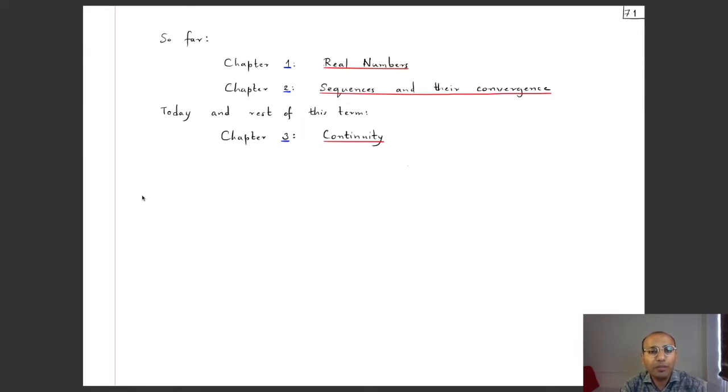And today we'll begin with chapter 3, which is on continuity. And the rest of this term, we will discuss this chapter. So the next 2 weeks basically. So we are going to discuss continuous functions and their properties.